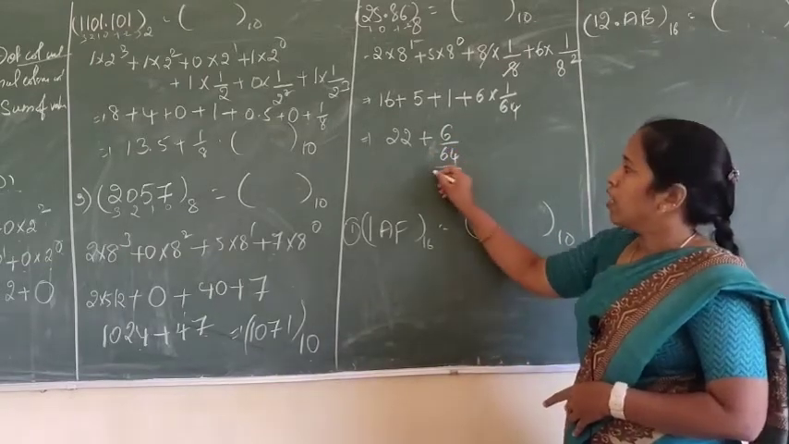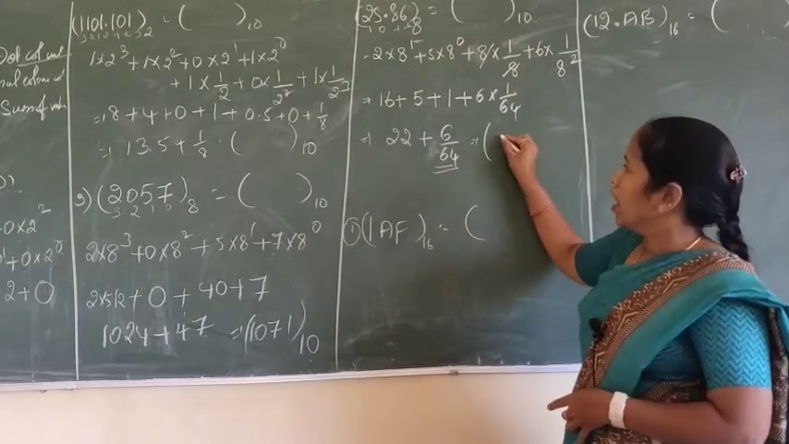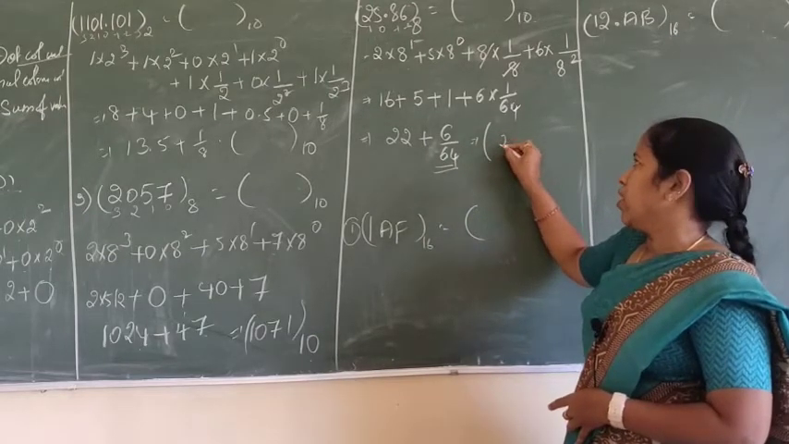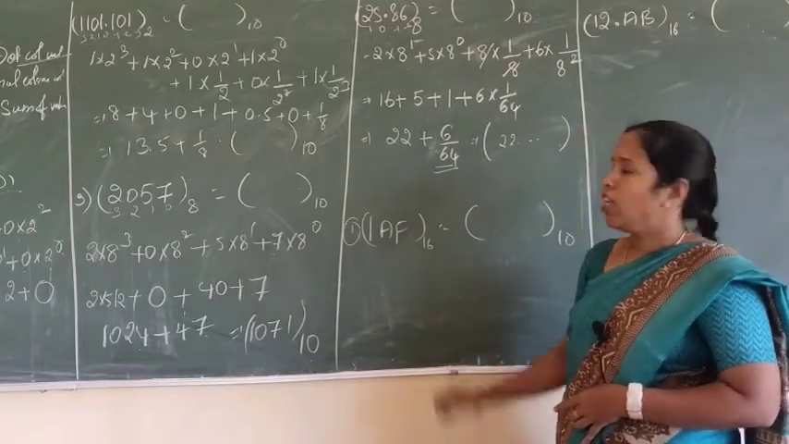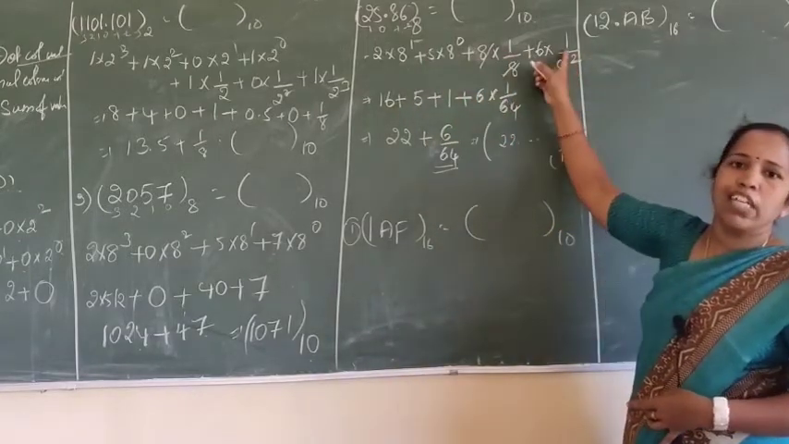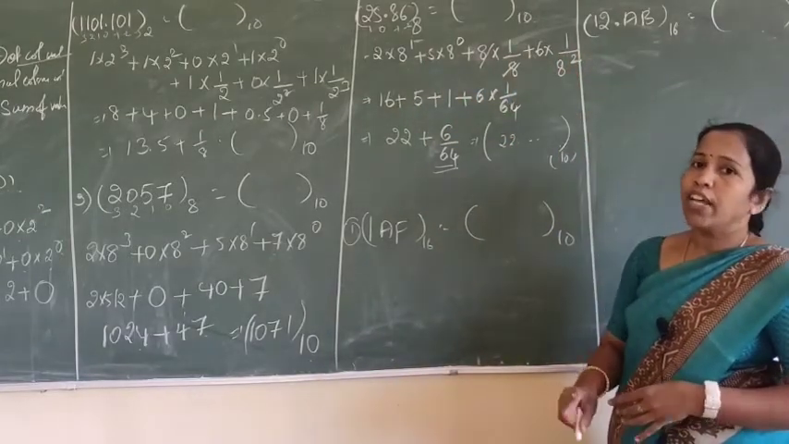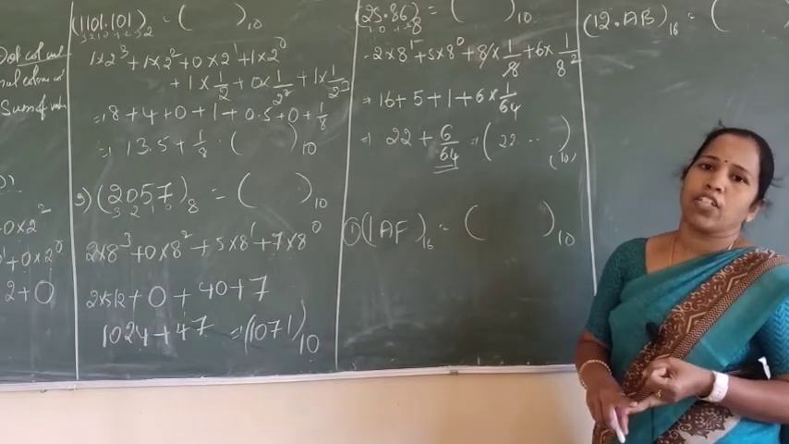If you do the fractional part here, you will get the value. So the overall value you are going to get is 22 point some decimal value here. So this is nothing but again octal into decimal value, where the octal number has an integer part as well as a fractional part.